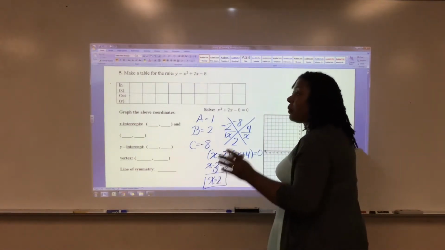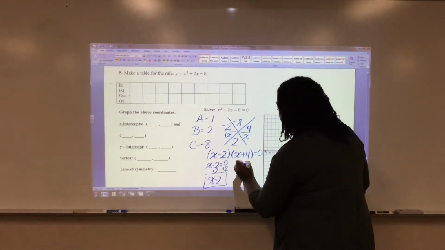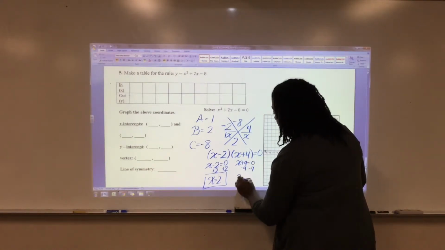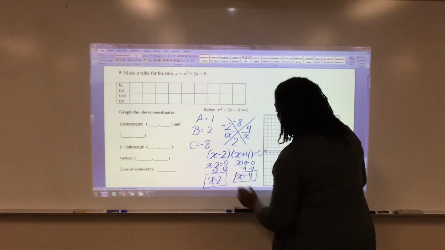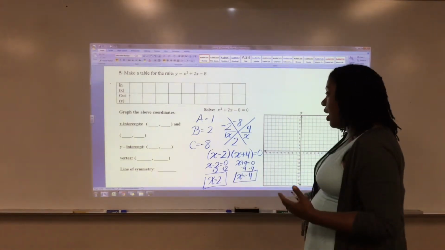This might seem like more work, but this is really important, which is why I wanted to make this video. And then x plus 4 equals 0. I want to subtract 4 from both sides. That'll give me x is equal to -4, and that'll be another answer for our x.